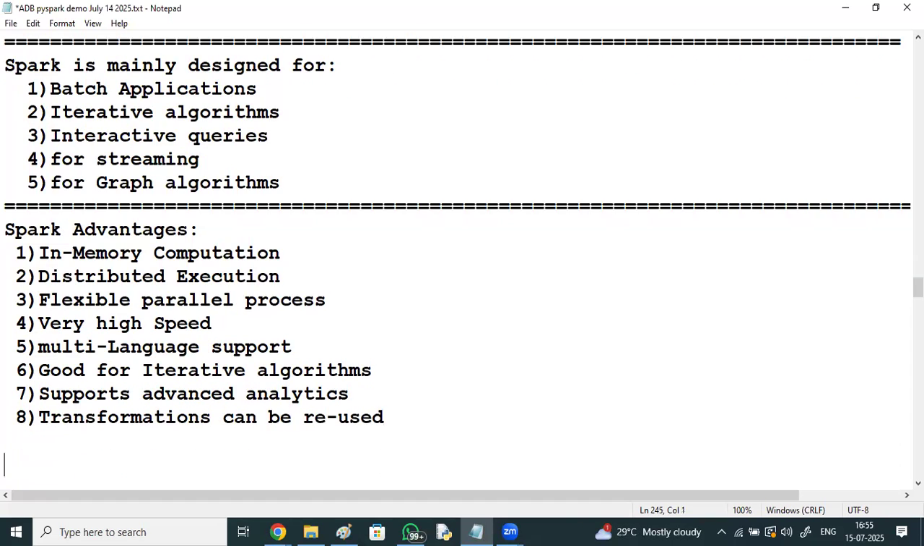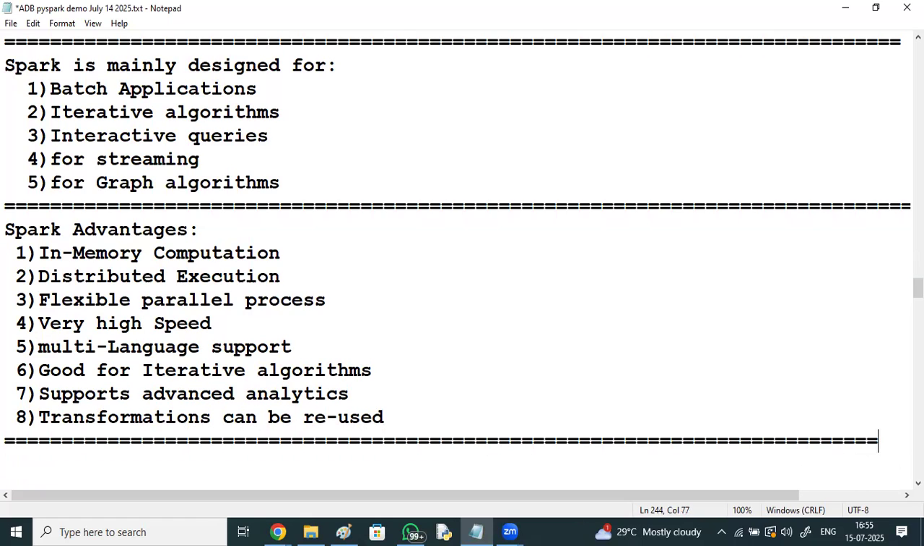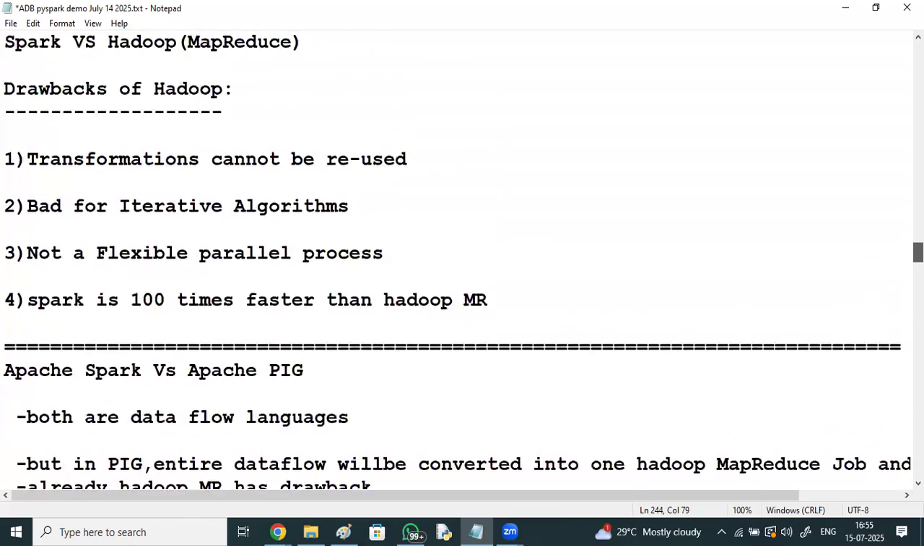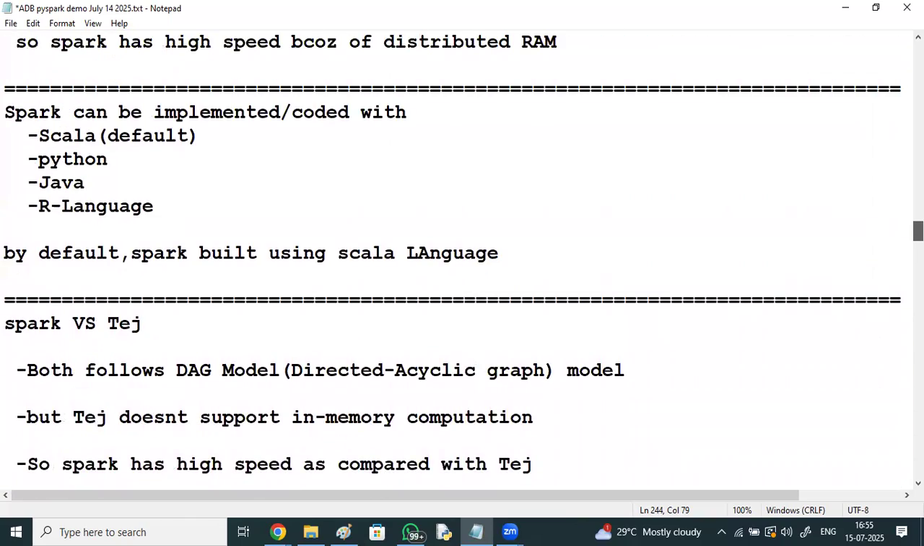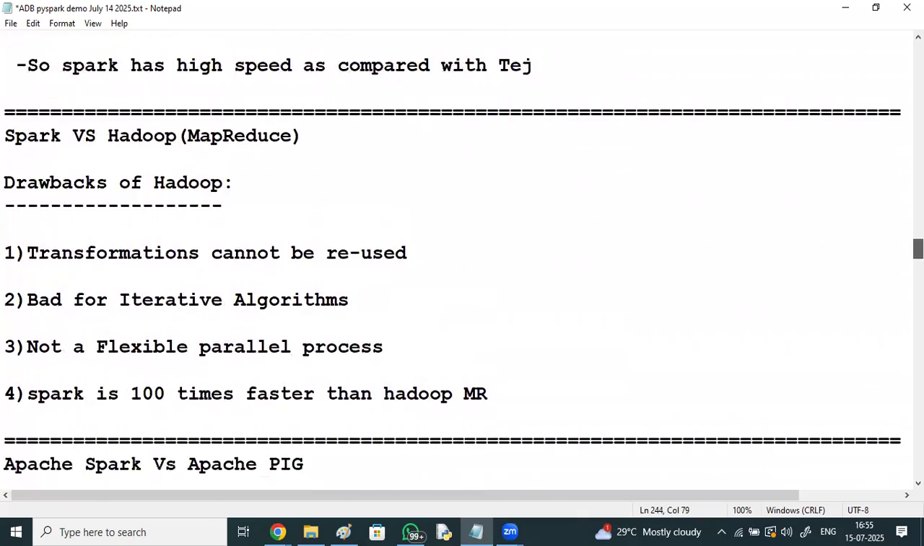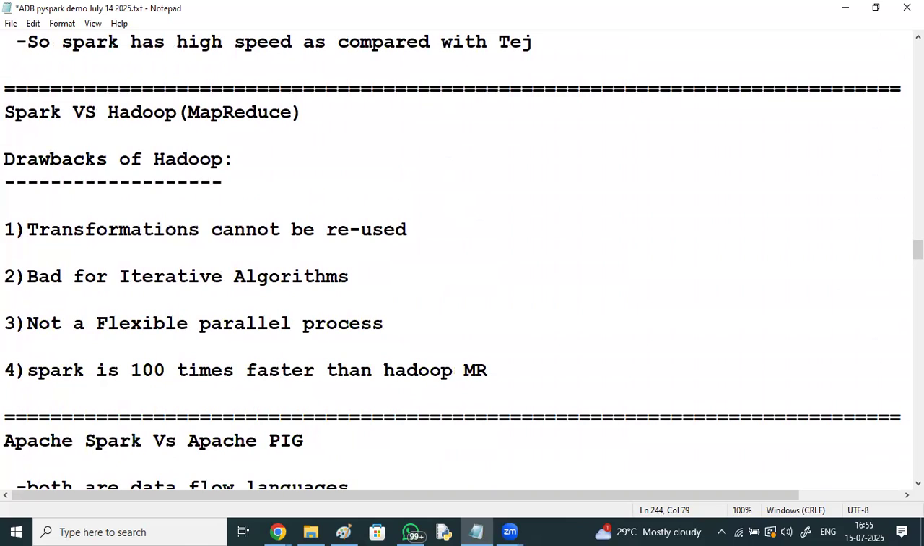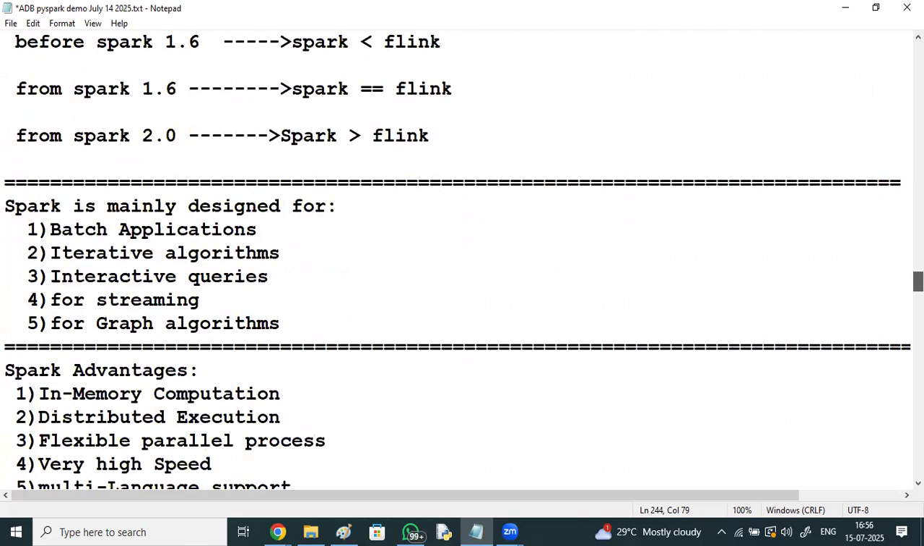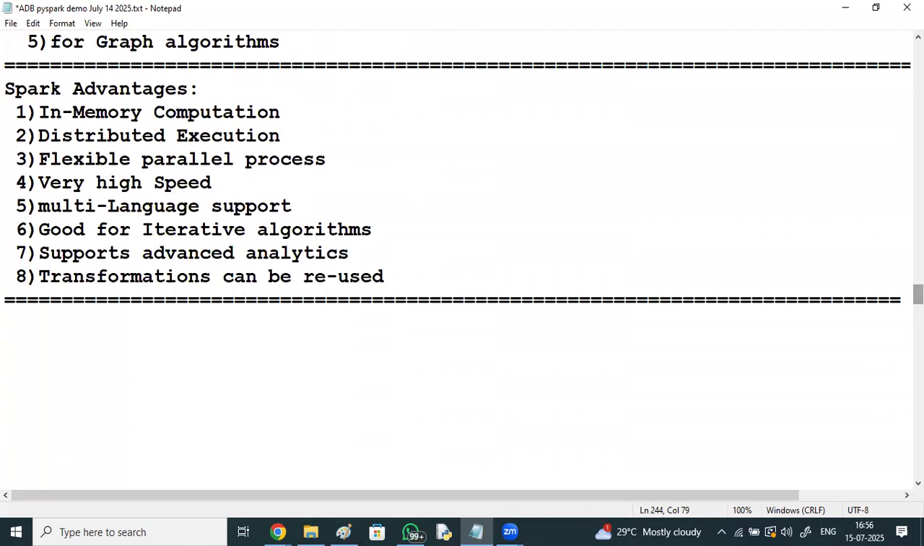So these are the advantages, right? So that's the reason compared with all the other technologies, Spark has got very high speed, flexible parallel process, multi-language support, in-memory computation, distributed execution, used for large-scale data processing.